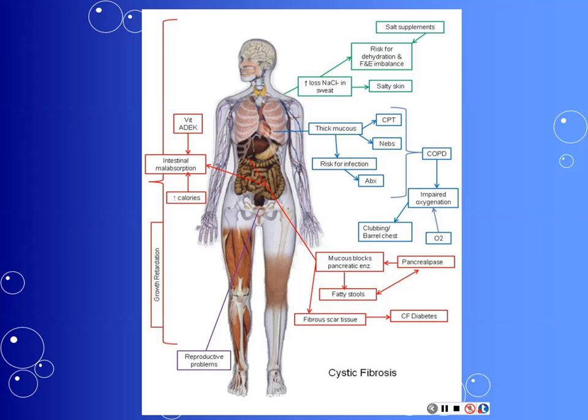So if you had a kid with CF and you're like, gosh, this dose looks high, you'd want to double check that with the pharmacy, but that's probably their actual dose. So how do we get rid of that thick, sticky mucus?